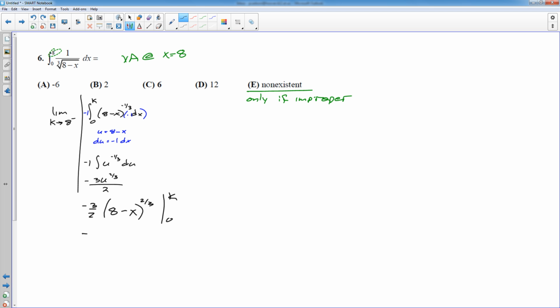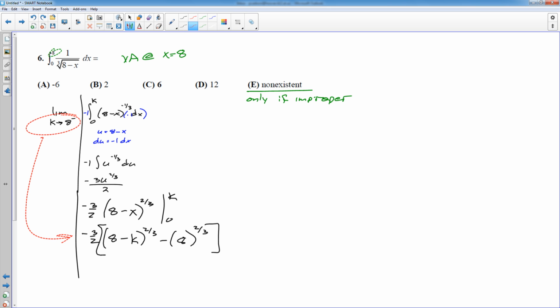Then we'll plug in our 0 and k. So negative 3/2 times 8 minus k to the 2/3 minus 8 minus 0 to the 2/3. And then finally we evaluate this limit as k is approaching 8. If k is approaching 8, 8 minus k becomes 0. And this is negative 3/2 times 0 to the 2/3 minus 8 to the 2/3, which is 4, which is going to be positive 6. C.